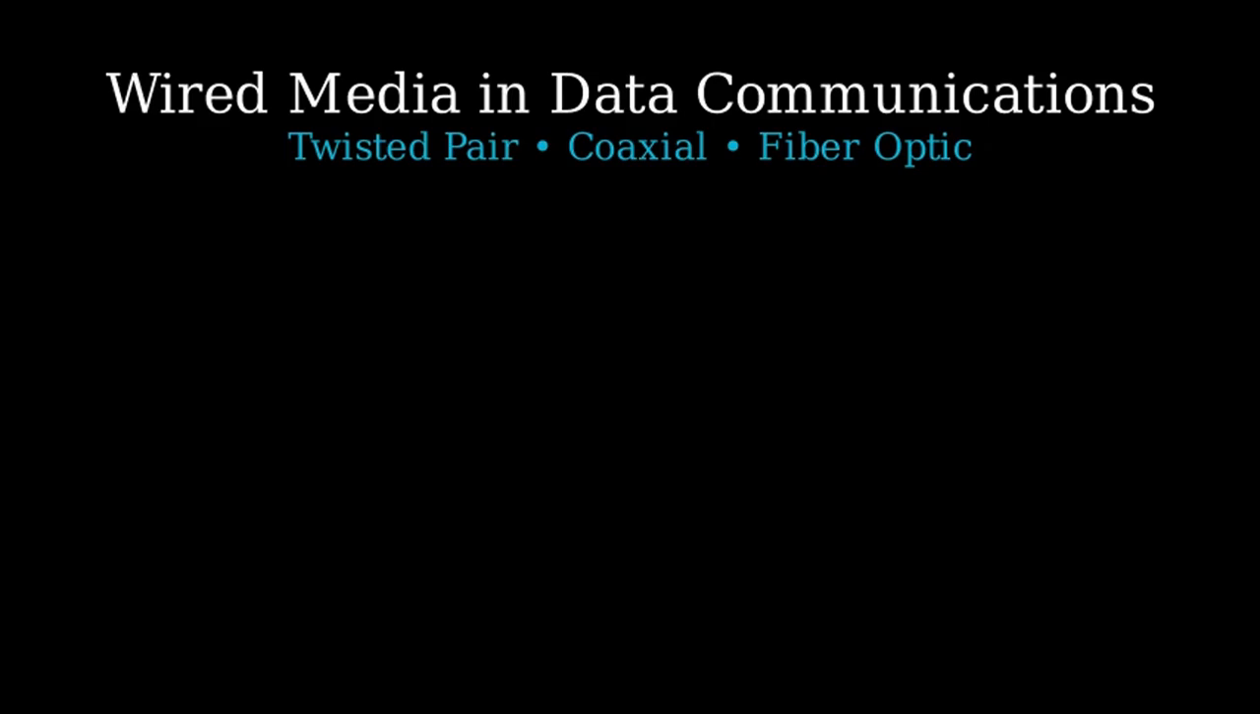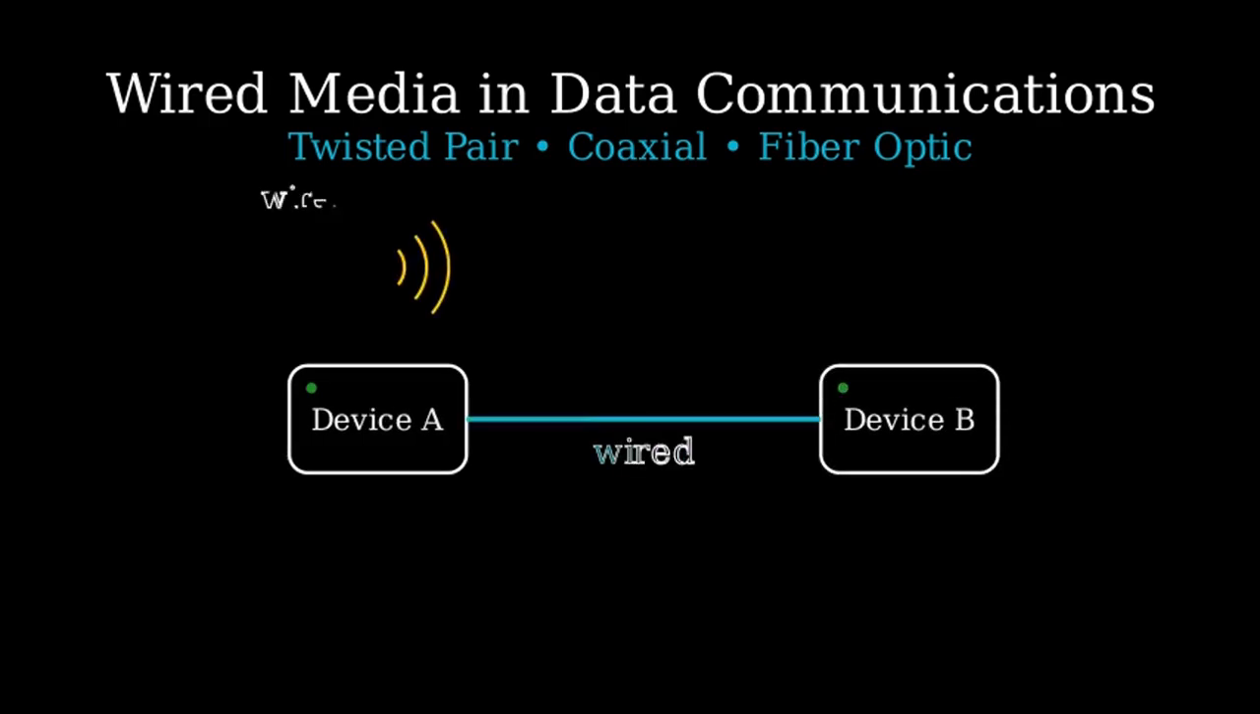In contrast, wireless media sends signals through the air. Here, a cable carries the signal predictably from device A to device B. Above it, radio waves represent wireless transmission. Wired is usually more secure and more consistent because the path is contained inside the cable.